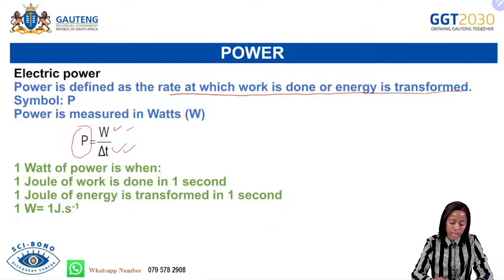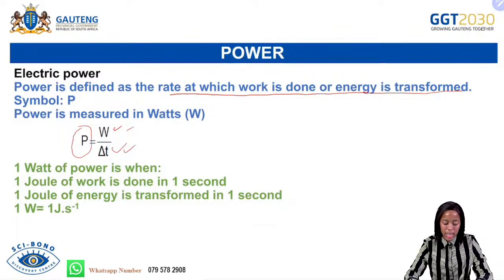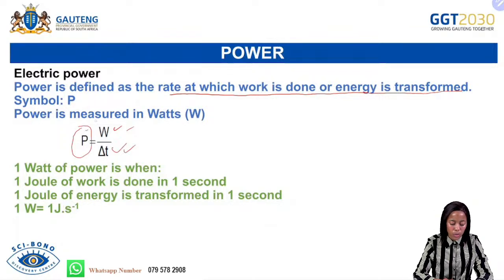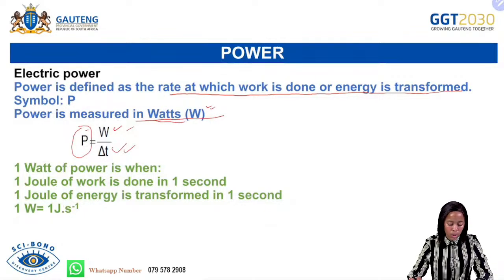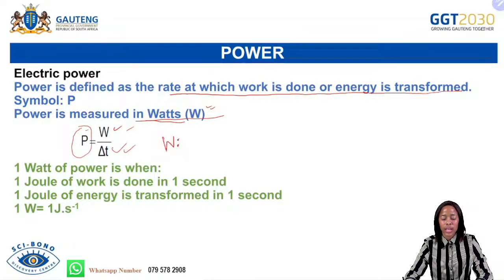At which work is done, or energy is transformed. So now the symbol for power is P, and power is measured in watts, or W. Okay, so we are saying that power is measured in watts.